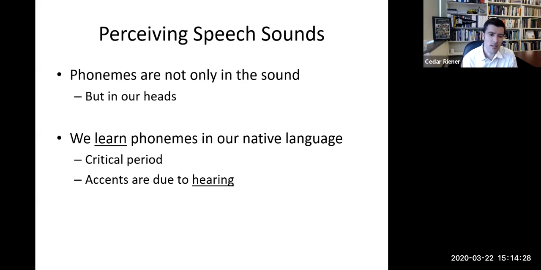Okay, the second point is that we learn phonemes in our native language. So part of learning language, when you're a child or when you're learning a new language, is that you're learning the phonemes and you're learning how to hear the phonemes. You're learning the physical difference in the sounds between ba and ma and pa and those kinds of sounds, and all the syllables, all the phonemes in your native language.